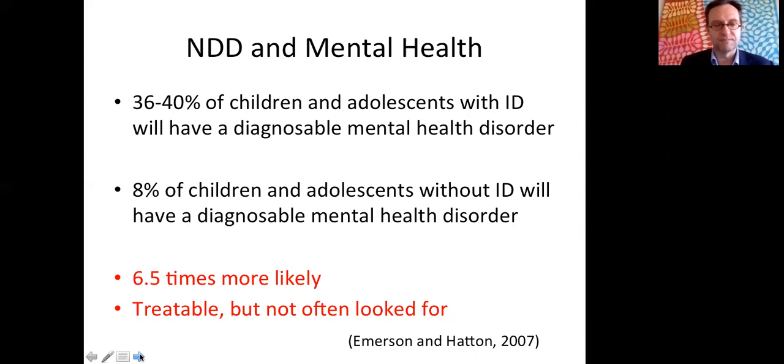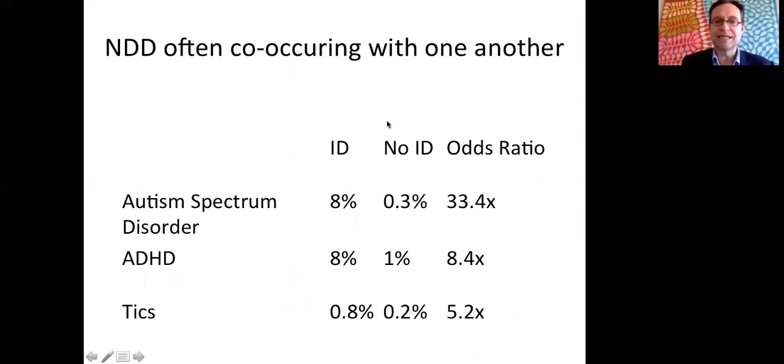Neurodevelopmental disorders often co-occur with one another. If I use the intellectual disability example again, if you have ID, your chance of having autism is 33 times greater than if you don't have intellectual disability. Your chance of having ADHD as well is 8 times greater. Of tics, 5 times greater. So having intellectual disability is a major risk marker for other neurodevelopmental disorders like autism, ADHD, or tic disorders, for example.